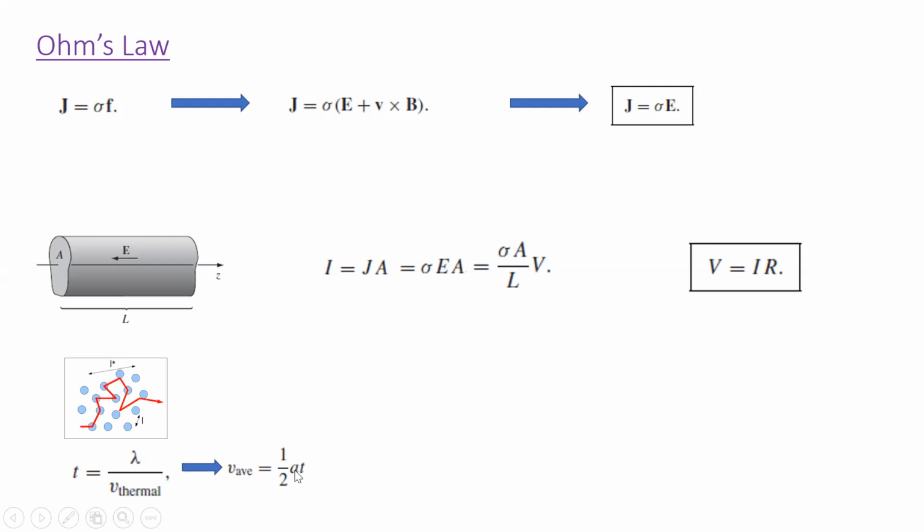1/2 times the acceleration times this average velocity between collisions, because right after a collision, the velocity is random, and so averages to 0. And after a time t, it's changed by the acceleration times this time t. So 0 plus at, averaged, would be 1/2 at. And then we can plug in t here, and we get lambda over v thermal times 2.